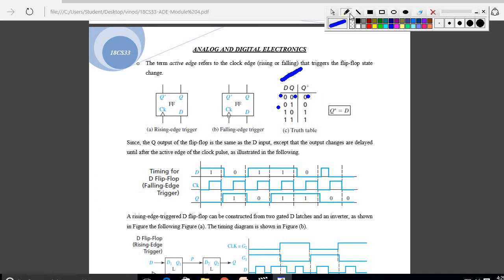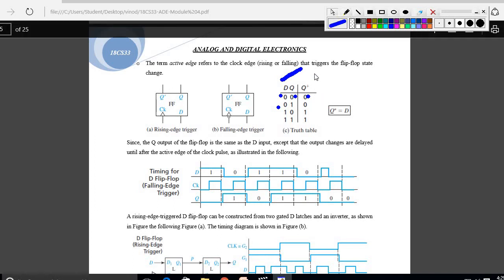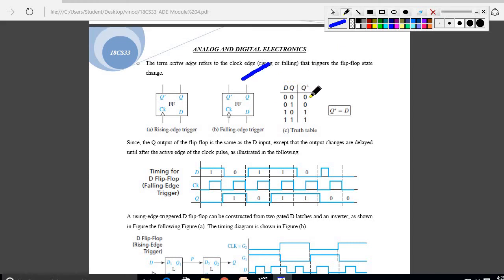Okay, how to write this D flip-flop truth table? When D is 0, your present value is 0 only; it will not store the previous value. So when D is 0, irrespective of the previous value, it is 0 only, reset. When D is 1, irrespective of the previous value, it should be 1 only. So if the D value is 1, irrespective of the Q value, it is 1 only. It will not consider the previous value here.